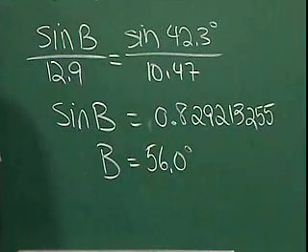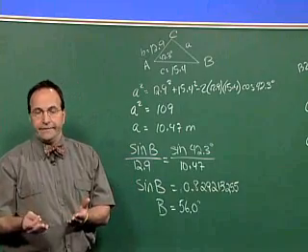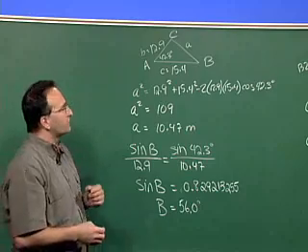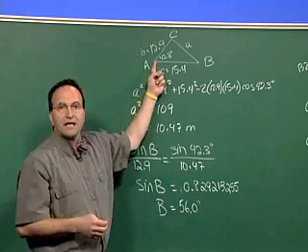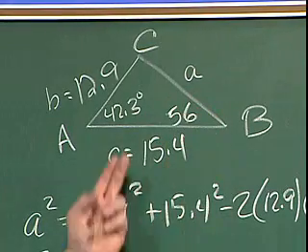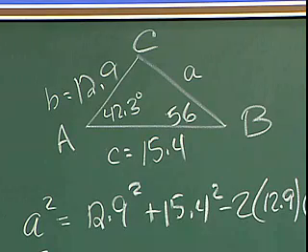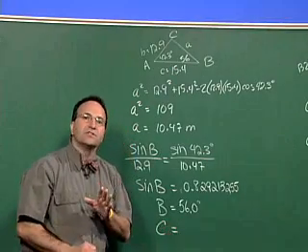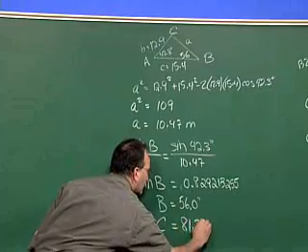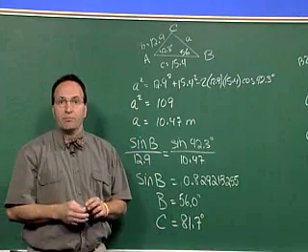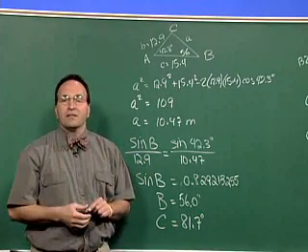56.0 degrees. To calculate angle C, we could go through and use the law of sines again, but it's a whole lot easier to realize that now that we have angles A and B, we can simply add together 56 plus 42.3, which gives us 98.3. Subtract that from 180, and get that angle C is 81.7 degrees.